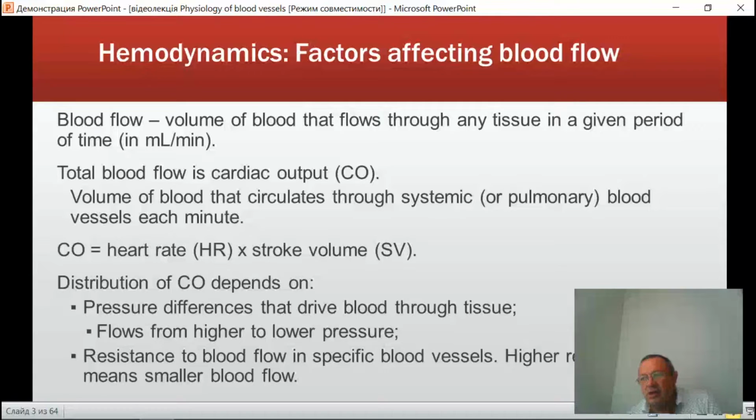And distribution of cardiac output depends on pressure differences that drive blood through the tissue, flowing from higher to lower pressure, and on resistance to blood flow in specific blood vessels. Higher resistance means smaller blood flow.